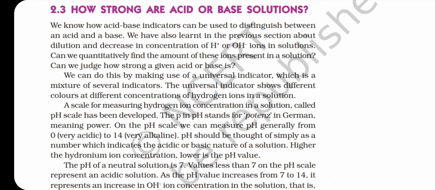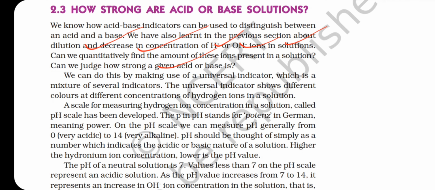We know that the acid base indicator can be used to distinguish between an acid and a base. You have already learned in the previous section about dilution decreasing the concentration of H plus and OH minus in the solution. So can you quantitatively find out the amount of these ions present in the solution? We can judge how strong an acid or base is.